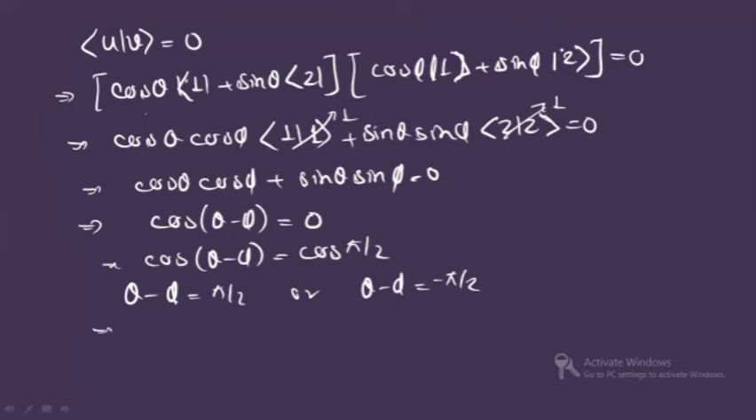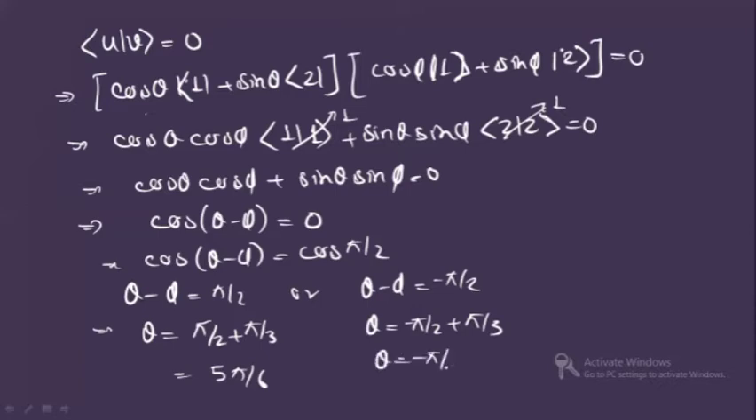So if you see phi, we got phi equal to pi by 3. So you can write theta is equal to pi by 2 plus pi by 3, and you can write theta is equal to minus pi by 2 plus pi by 3. Right? So when you do this, for pi by 2 plus pi by 3, this will give you 5 pi by 6. And this will give you theta equal to minus pi by 6.